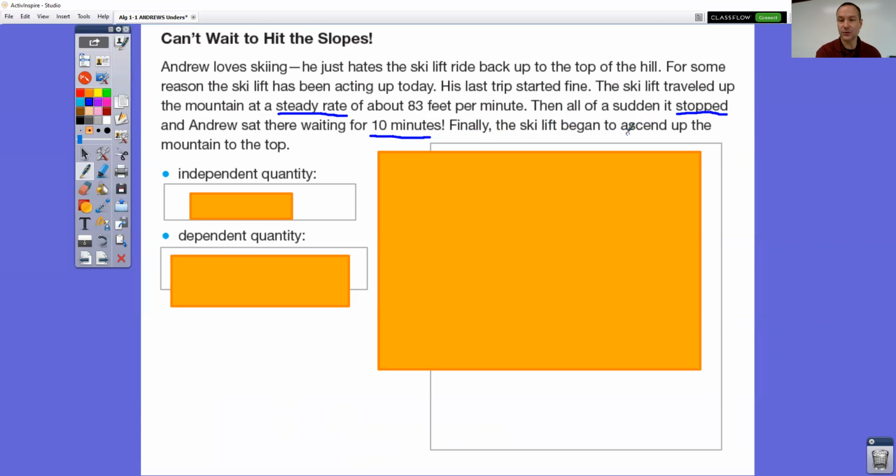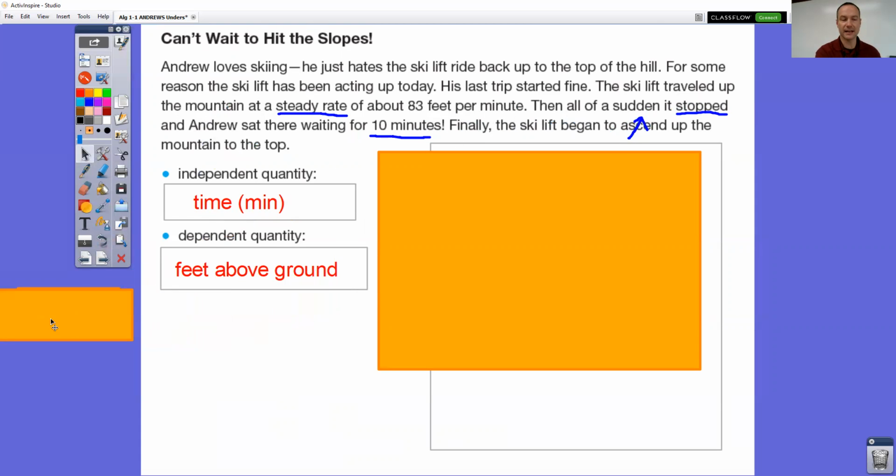Finally, the ski lift began to ascend. Ascend means to go up the mountaintop. So the independent is always your time. So in this case, we're talking about minutes. The dependent is the feet above the ground, because the ski lift is gradually going up and up and up and up and up.